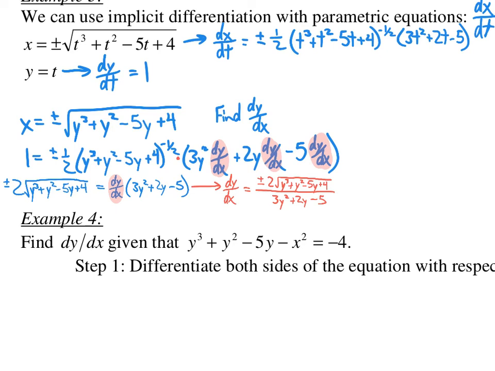Now notice what we have here. This y cubed plus y squared minus 5y plus 4 square rooted, that's what x is. So you remember we just did this similar one on the previous page. It's plus or minus 2x over 3y squared plus 2y minus 5. Okay?